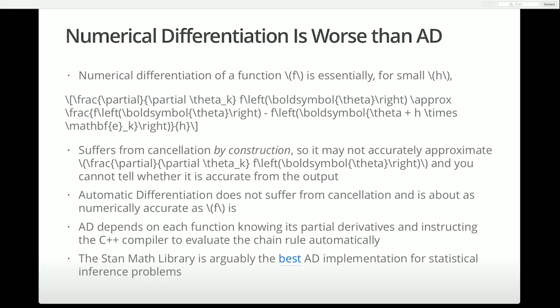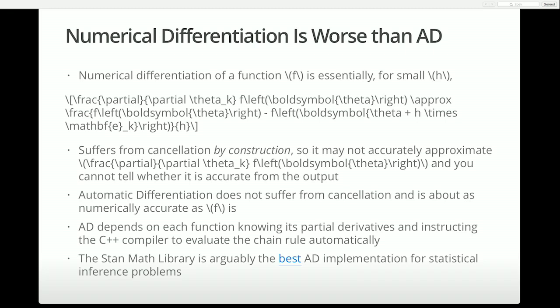And automatic differentiation basically goes like this. You have a library of functions. They all know their own derivatives. And you can write C++ code that instructs the C++ compiler. It teaches it calculus over the course of like 30 seconds. And it knows how to do the chain rule, and so it can accumulate up all these derivatives and give you the derivative of a complicated function with respect to any parameter that you want.